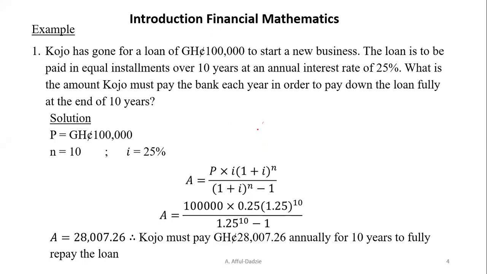So we need to find that yearly amount. And remember this expression, we said P times I, 1 plus I to the power n, all over 1 plus I to the power n minus 1, okay? And this would give us A, okay? So we know that here, P is 100,000, I is 25%, which is 0.25. 1 plus I to the power n is 1 plus 0.25 to the power 10, and then 1.25 to the power 10 minus 1.